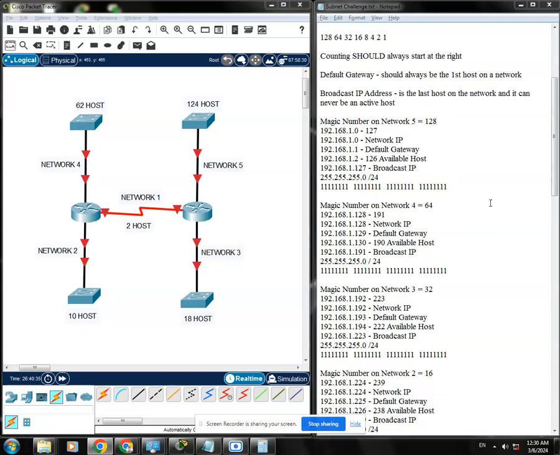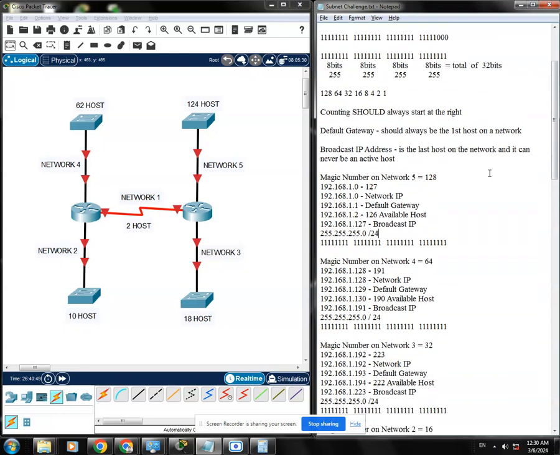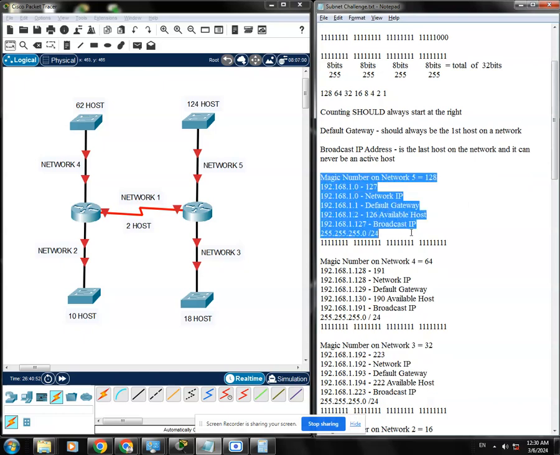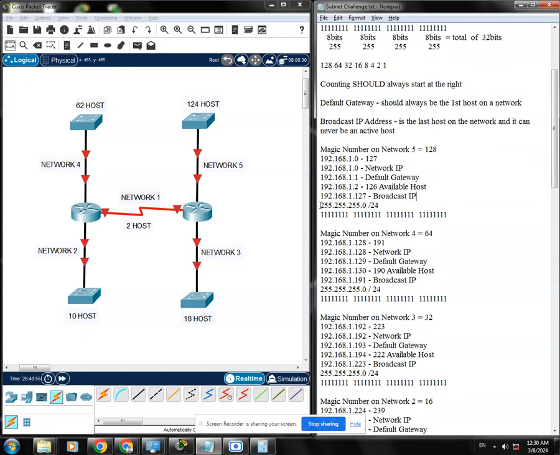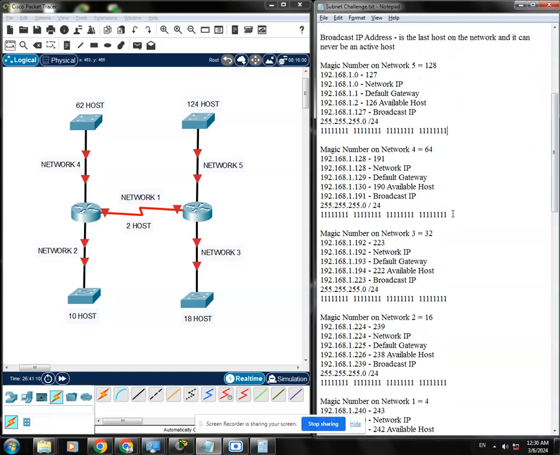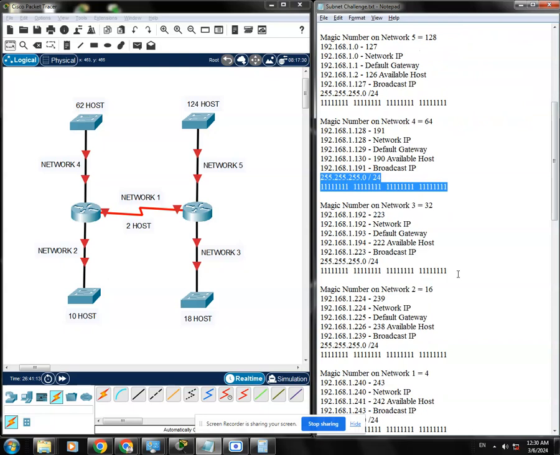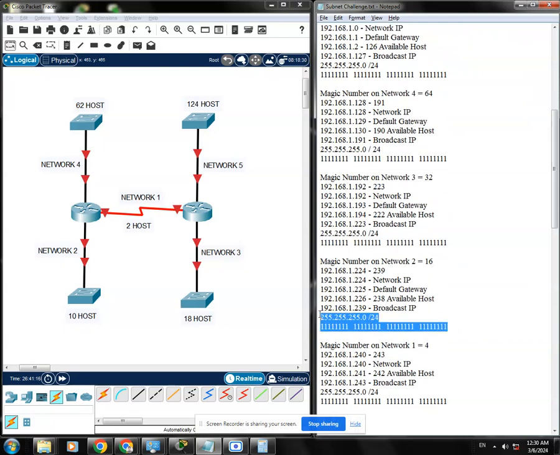Well, in my previous video we were able to identify the subnetted IP address per network. Now it's time for us to identify the subnet mask that we need to use per network. As you see on this network 5, I listed down the subnet mask, which is the default one for class C, 255.255.255.0/24, and I put down the 32-bit binary, and the same thing on network 4, network 3, and network 2.